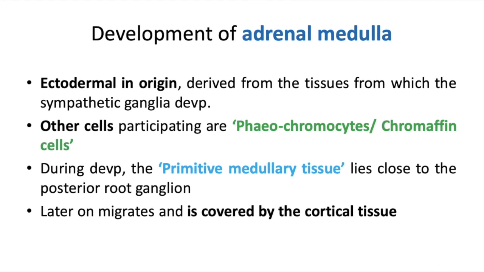Now, development of adrenal medulla. Adrenal medulla is ectodermal in origin, derived from the tissues from which the sympathetic ganglia develop. Other cells participating are pheochromocytes or chromaffin cells. During development, the primitive medullary tissue lies close to the posterior root ganglion. Later on, it migrates and is covered by the cortical tissue.